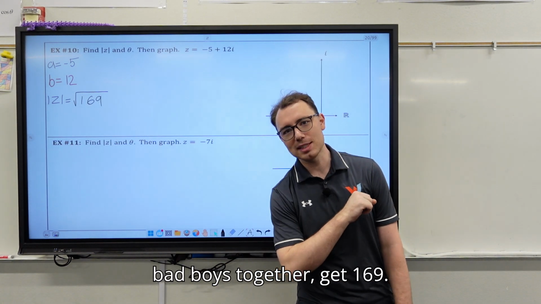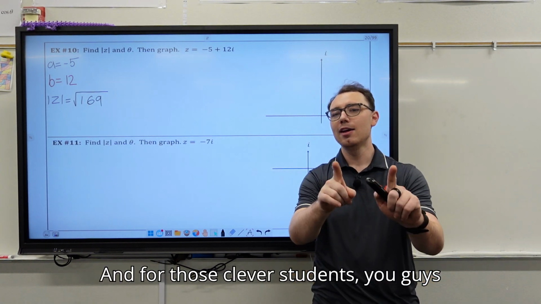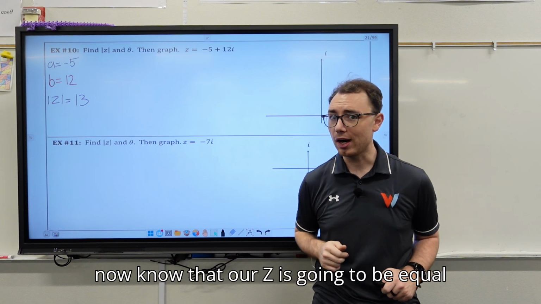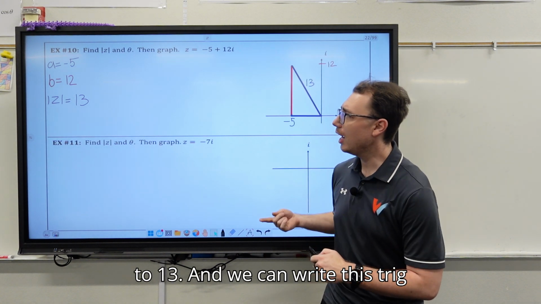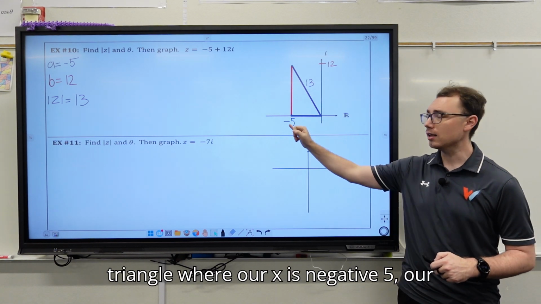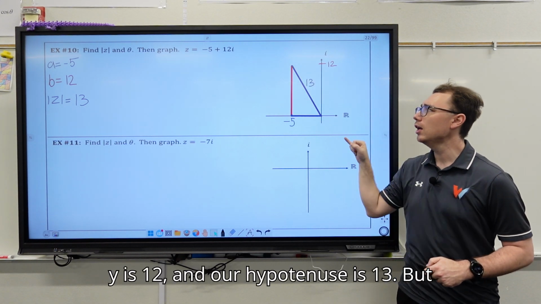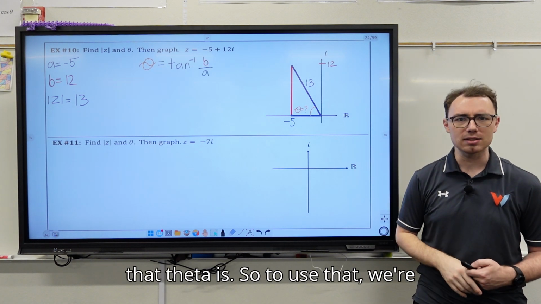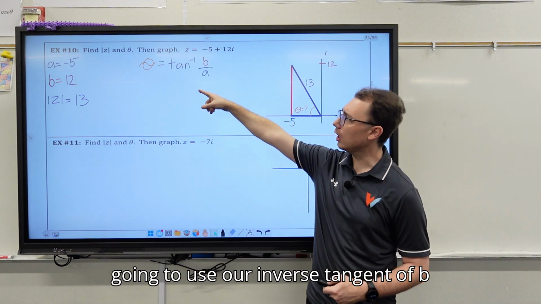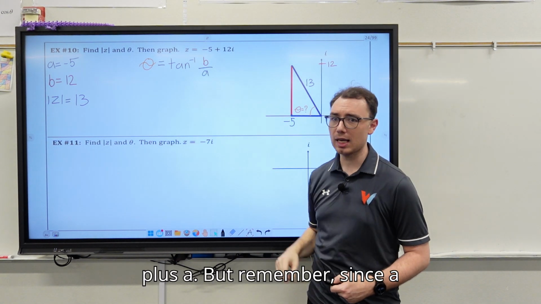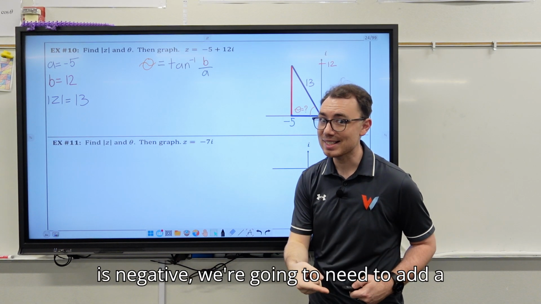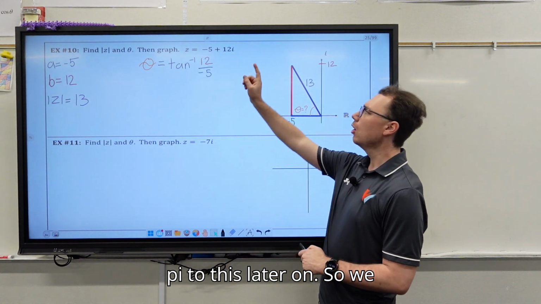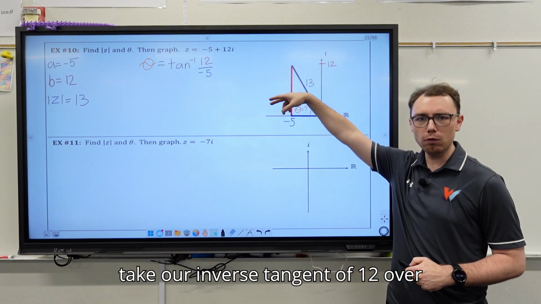We add those together and get 169, and for those clever students, you know that's a perfect square, 13. We now know that the absolute value of z is equal to 13, and we can write this trig triangle where our x is negative 5, our y is 12, and our hypotenuse is 13. But we still want to solve for theta. To do that, we're going to use the inverse tangent of b over a. But remember, since a is negative, we're going to need to add pi to this later on. So we take the inverse tangent of 12 over negative 5.